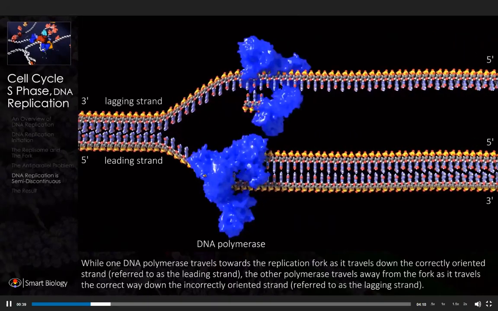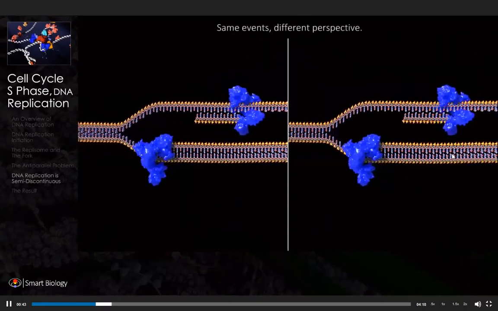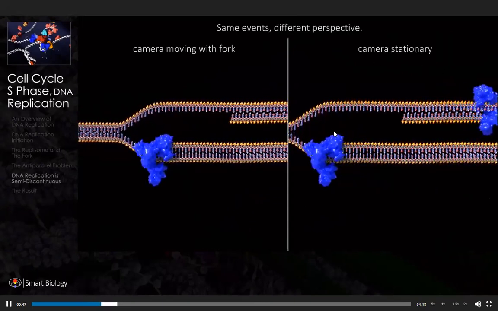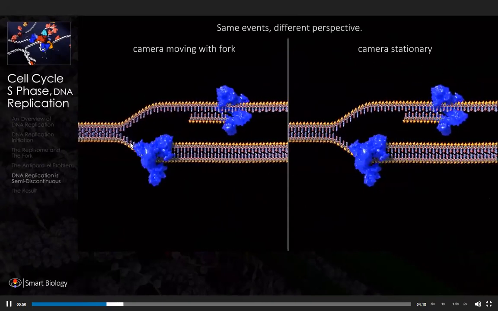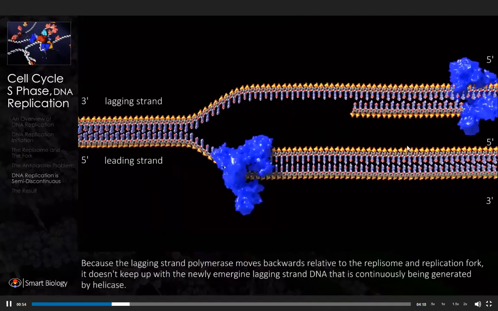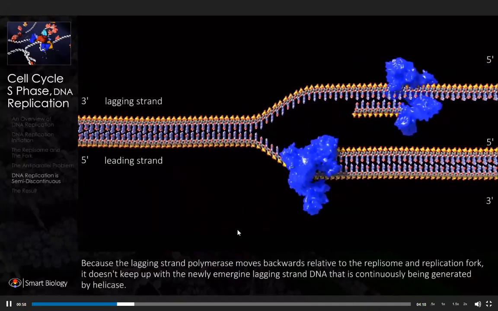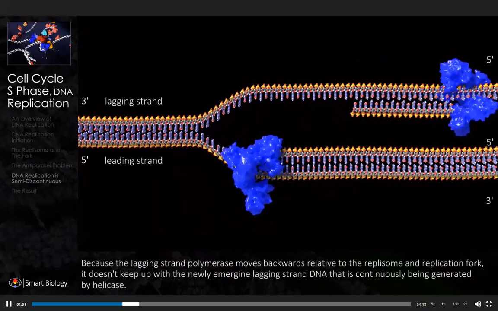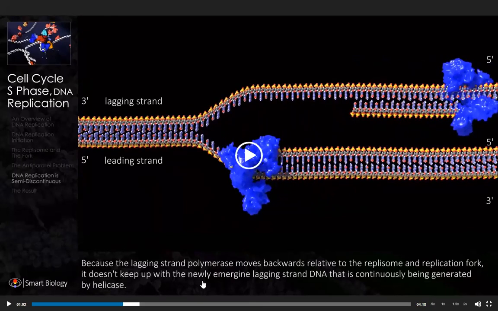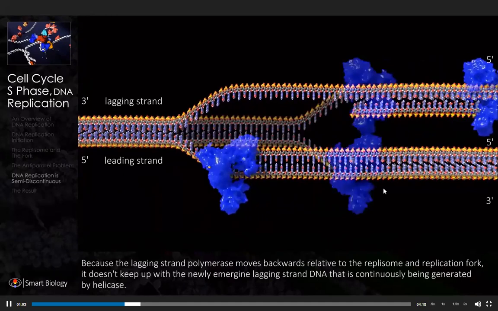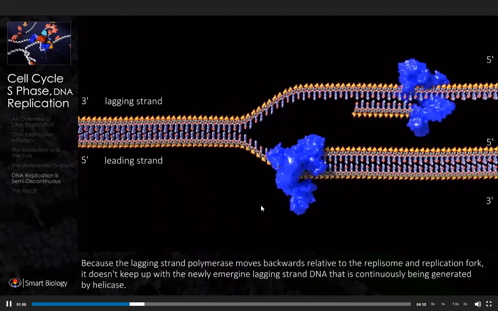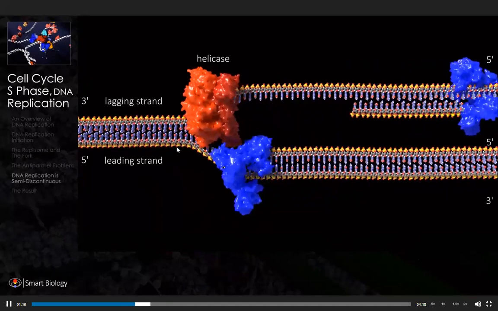So here we are. It jumps back, synthesizes this part. So when the camera is moving with the fork, this is what happens. Because the lagging strand polymerase moves backwards with respect to the replisome and replication fork, it cannot keep up with the leading strand DNA that is being continuously generated here. So this is continuously generated. The other one, let's see, this is a very long drawn picture. Okay, so this is the helicase.